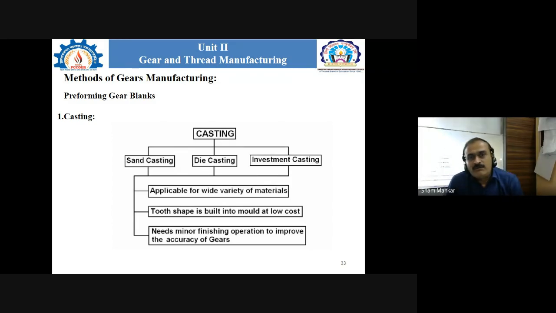As we know, casting is a process in which different kinds of parameters are involved, particularly in the sand casting process.